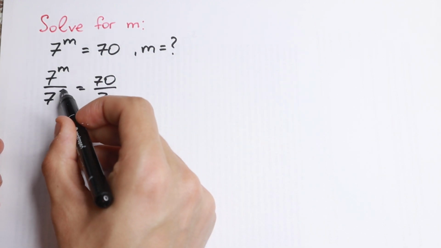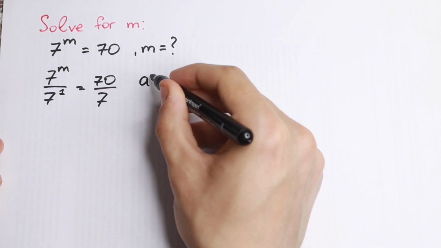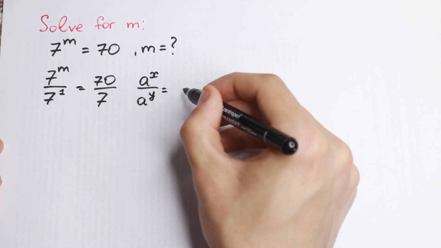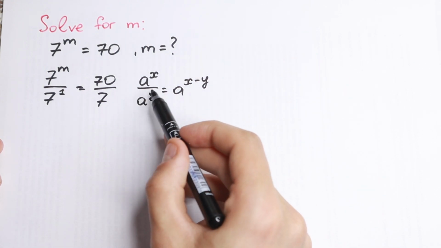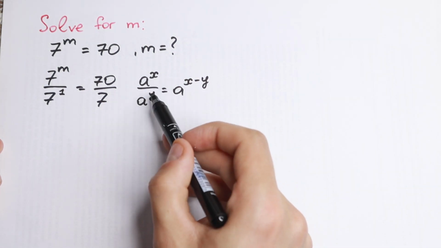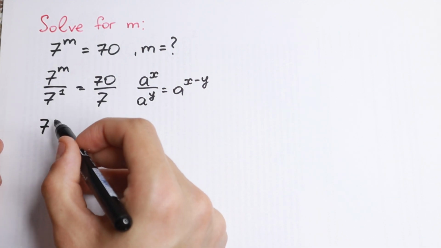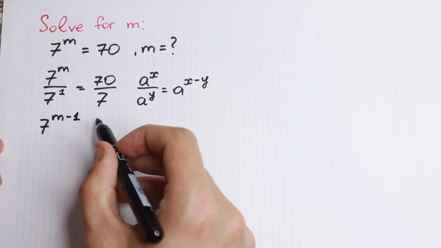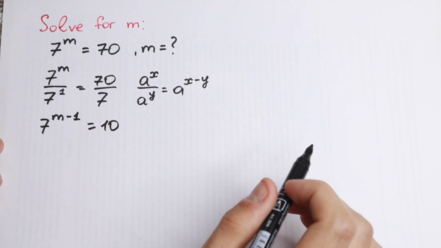Because here we have 7 to the first power. We all know that if we have a to the power x divided by a to the power y, we will have a to the power x minus y. So if we have a division, we just subtract our powers. So let's do this here. We have 7, and in the power we will have m minus 1. On the right, 70 divided by 7, we will have 10. I hope you understand this step.